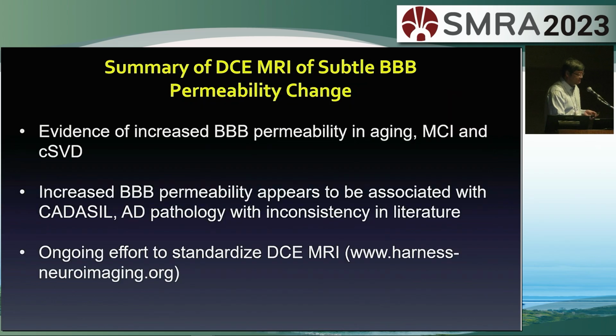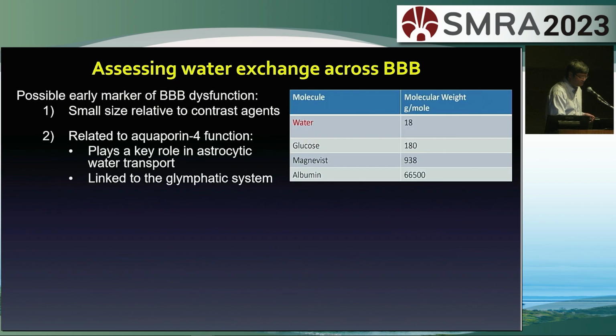To summarize, with the DCE protocol, there's evidence of increased BBB permeability in aging, MCI and cerebral small vessel disease, but the evidence is not very consistent. There's an ongoing effort to standardize DCE protocols, such as by the Harness group.